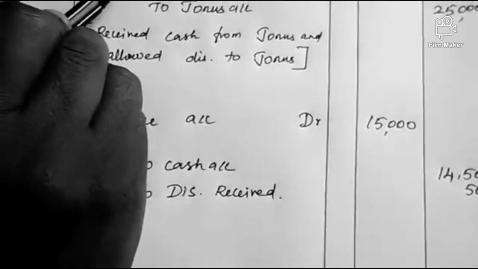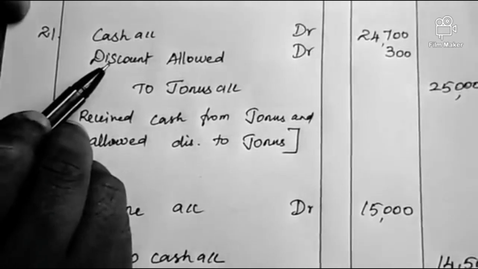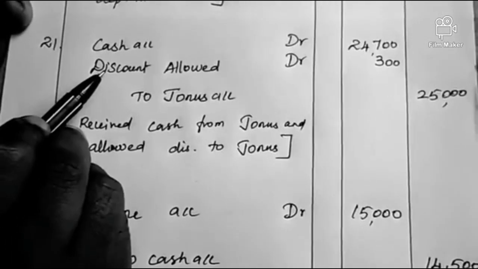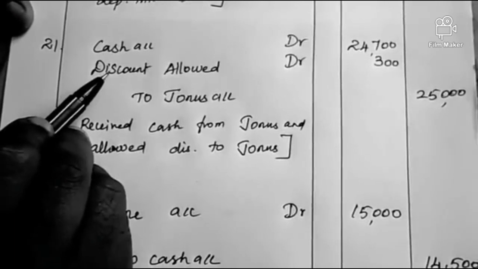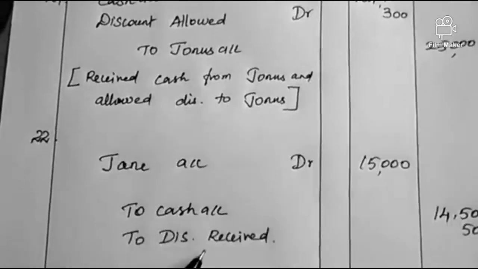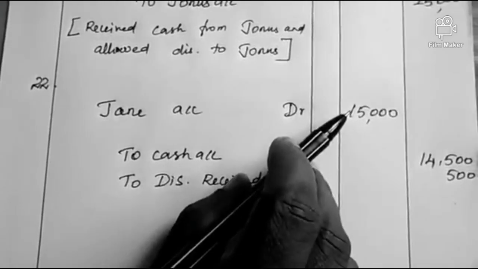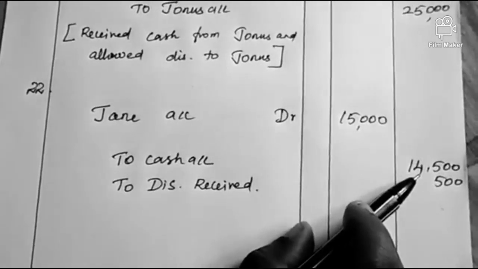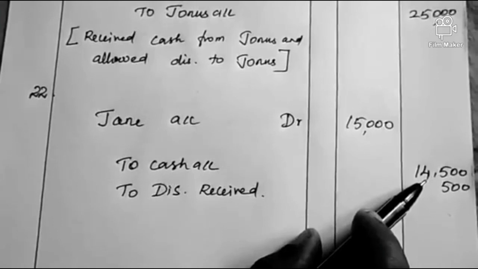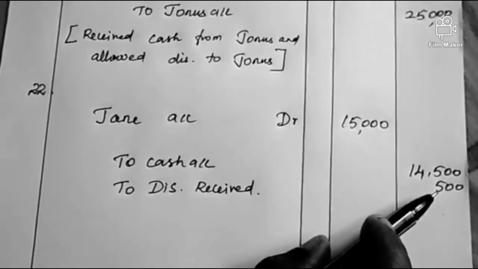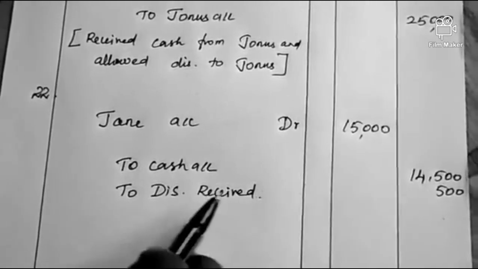See, when you allow discount, it is a loss for you or it is an expense. So the nominal account rule is debit all expenses and losses. When you receive any discount, it is an income. See, instead of 15,000, you have paid only 14,500. Full settlement is over. Hereafter, you are not going to pay any amount to Jane. So that 500 rupees is a discount you have received.